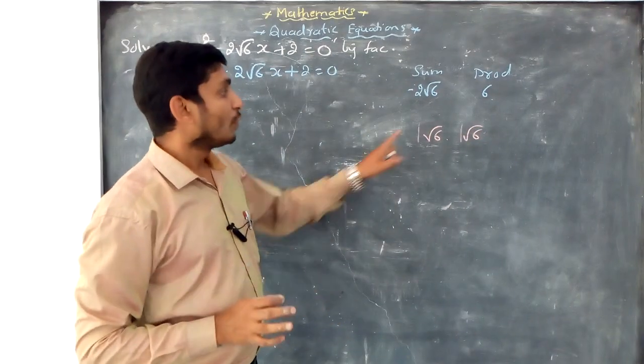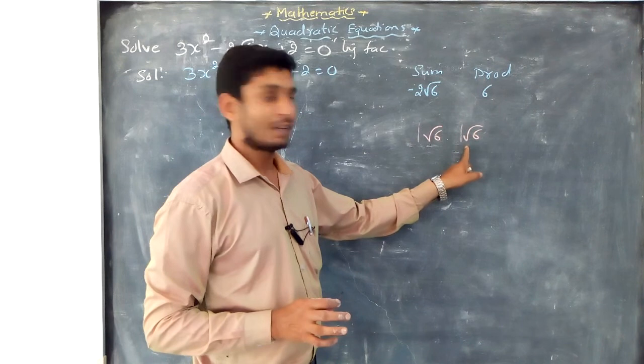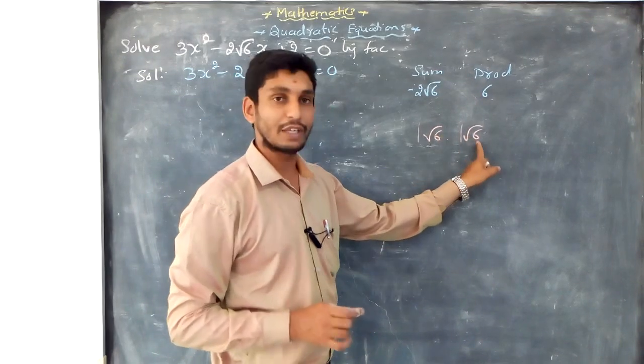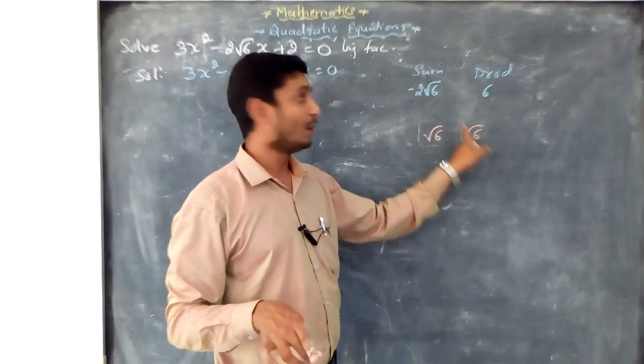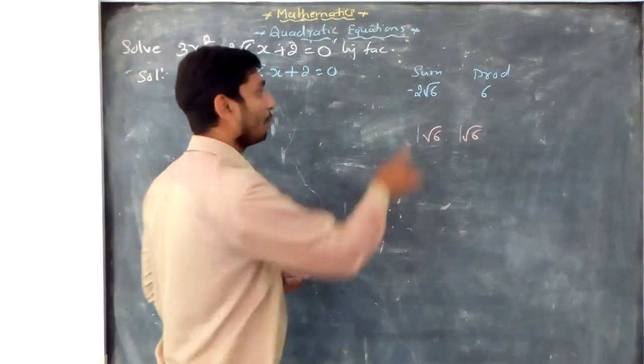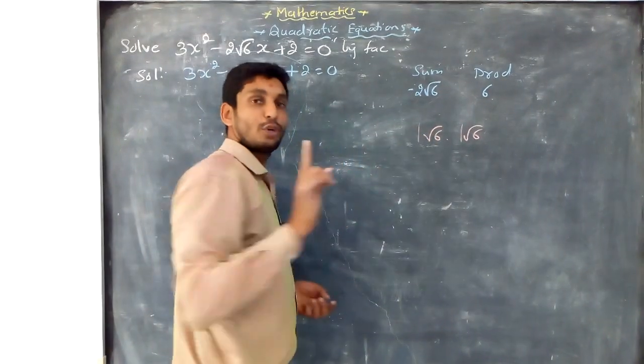Now see, 1 root 6 plus 1 root 6 means orders are same, radicals are also same. We can add or we can subtract. 1 root 6 plus 1 root 6 means 2 root 6. But sum is minus, therefore bigger number should be minus.